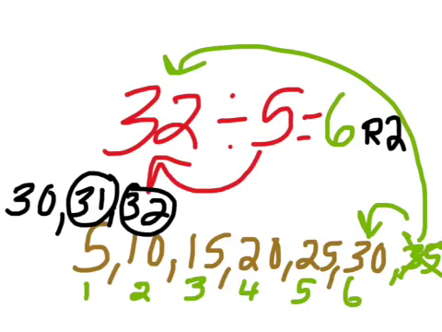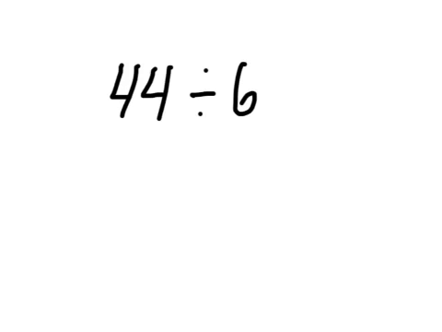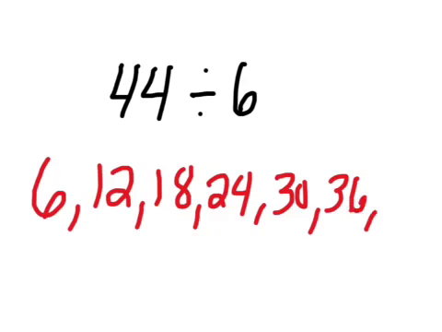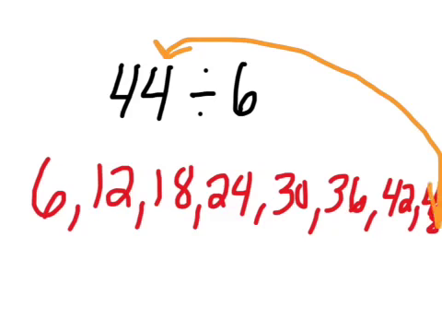Okay, so if we go to the next page and we look at another one, like, for example, 44 divided by 6. Now, the first thing I want to do is I want to list off my count bys for 6. So I list 6, 12, 18, 24, 30, 36, 42, and my next one's 48. And I know that 48 is too far because my number is 44. So I'm not going to go to 48. I'm going to go back to the number before then, 42.